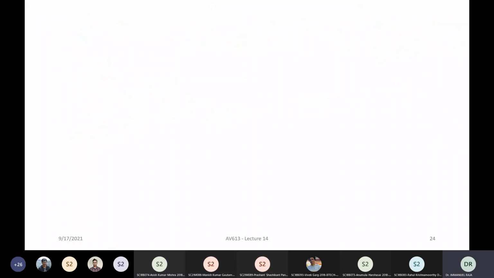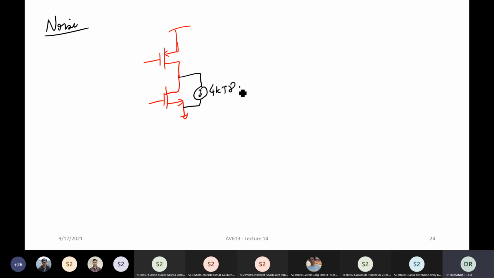What about noise? Let's look at noise. Now you're going to help me write the expression. Let me draw it again. Now, what are all the noise components? First, we have 4KT gamma GM1. We have another 4KT gamma GM2. We have the flicker noise component, which is Kn divided by WLC ox F. Let's say this is Kp divided by WLC ox F. This is WL1, WL2. These are the noise sources.